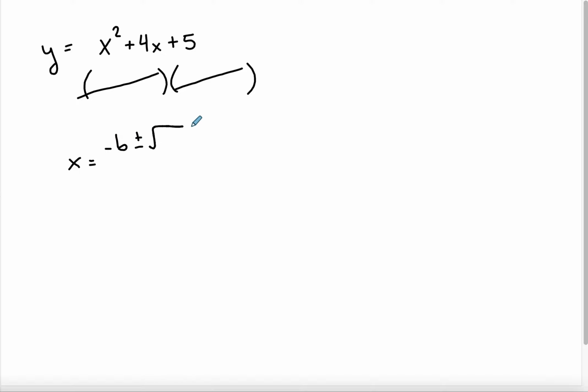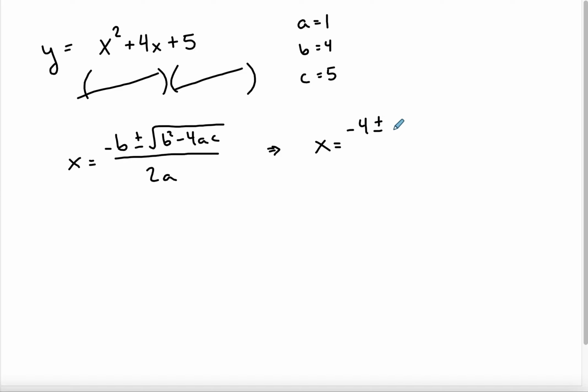So again, might as well go ahead and memorize this. It's going to hang around with us. Again, we can check our A value, our B value, and our C value from our specific question here, right? And we can plug in and solve. So x equals negative 4 plus or minus the square root of 4 squared, minus 4 times 1 times 5, all divided by 2 times 1.